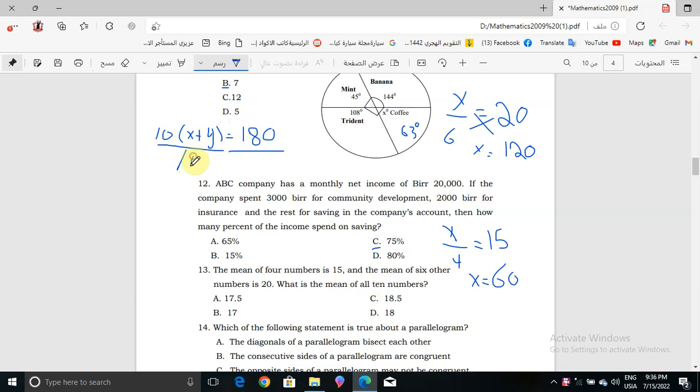Divide both sides by 10. Then what we will have? We will have 18. Why 180? Because 120 plus 60 is equal to 180. So that means 10 in place of x plus y is equal to 180, which is equal to what? 18. So the correct answer for question number 13 is 18, which is in choice D.